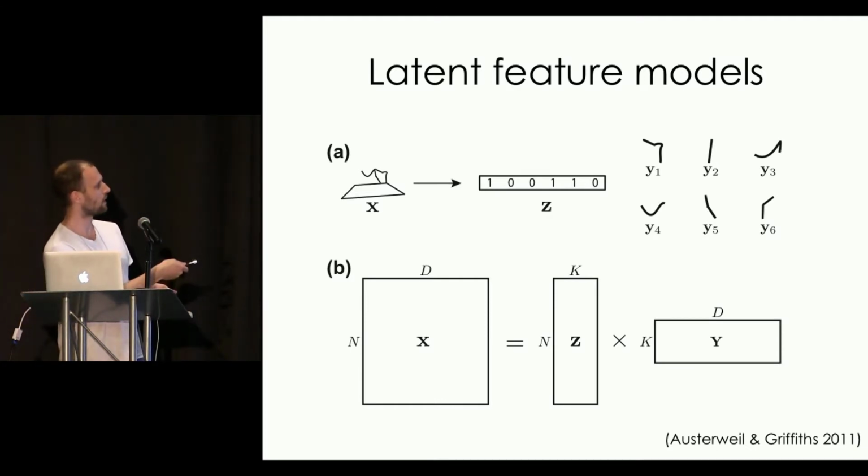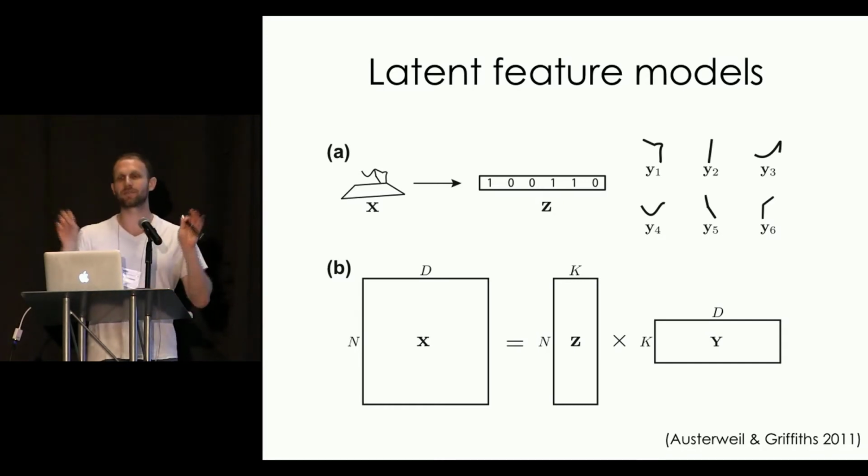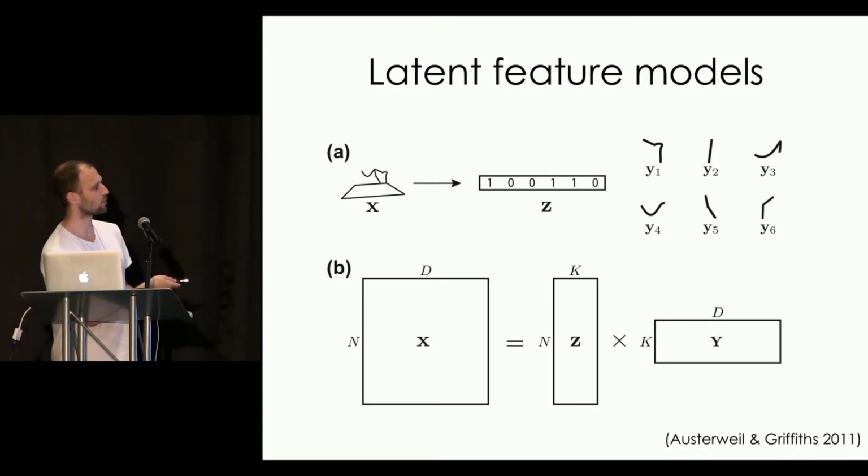And so when you have multiple images, they could all possibly share the same features. So your learning problem can be represented in matrix form where you have n objects and d observable features, and then you have k unobservable features, and so you're factoring this observable feature matrix into the inner product between this latent feature activation matrix. So it's a binary matrix that says whether a particular feature is active for a particular object, and this matrix Y, which basically describes the appearance of each feature in the image. Okay?